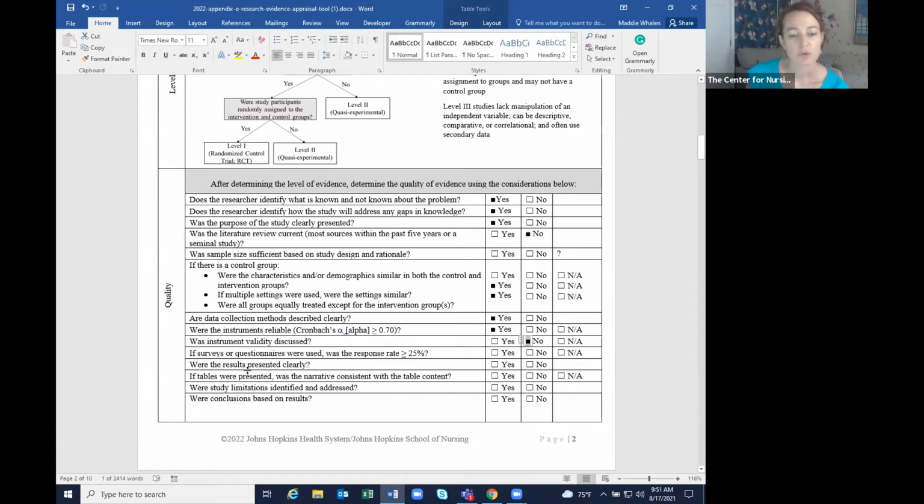All right, the next one is, were the results presented clearly? I think they were. They laid it out pretty clearly for both CLABSI rates, adherence to the procedure, omission rates, and task loads. And they talked about statistical significance between pre and post intervention. Yeah, I totally agree. I thought they did a really good job of presenting the information. Related to that is the next question: if tables were presented, was the narrative consistent with the table content?